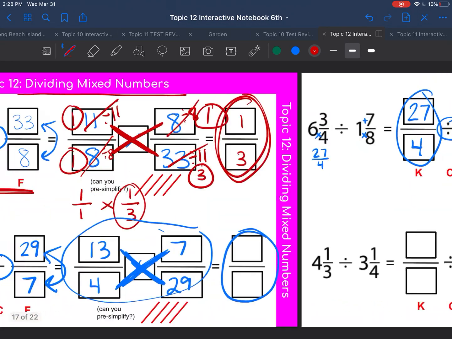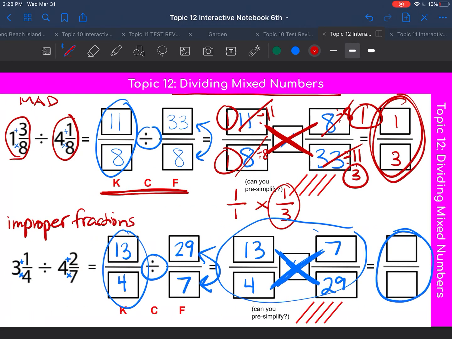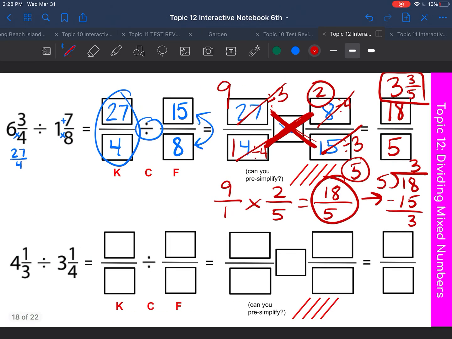Okay, so what I want you to do, again, the process is that you always convert them into improper fractions first. Then you keep, change, flip, then you pre-simplify to get your final answer. If you, for instance, need to convert these into mixed numbers, just write the improper fraction here and then convert to a mixed number. You can add a new text box if you want to. You're going to complete these 3 problems for your homework practice.